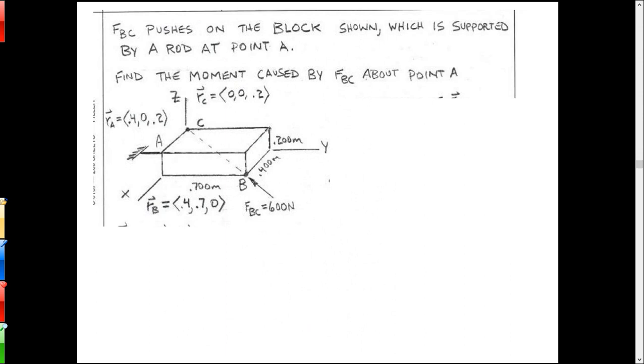So let's say we've got this block that's attached with a rod at A. So we have a support at A. We're going to calculate moments about A. We've got that force that goes from corner B to corner C, a 600 Newton force. We want to find the moment about A caused by that force. Our approach is going to be to use X, Y, and Z components and combine them to get the moment components. That's how we're going to do this.